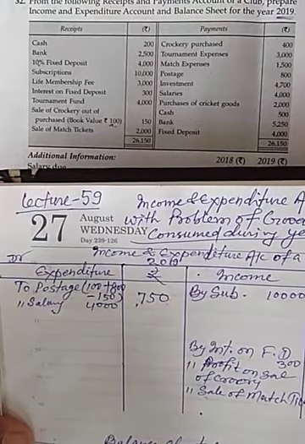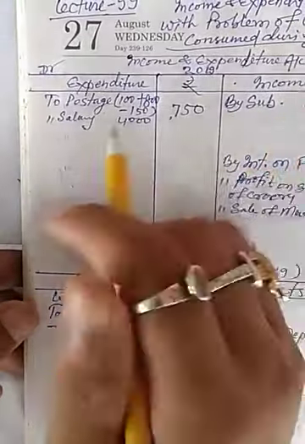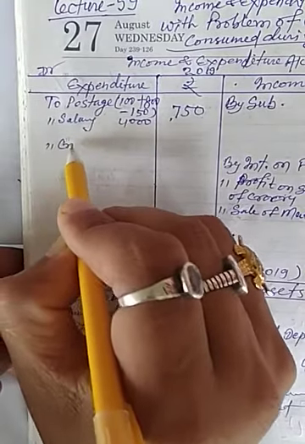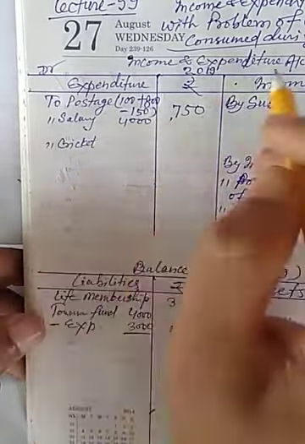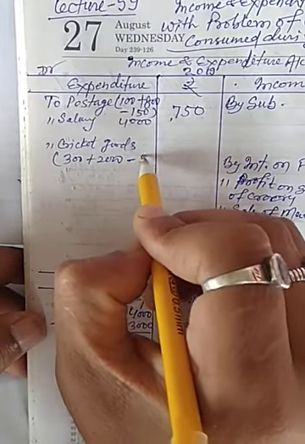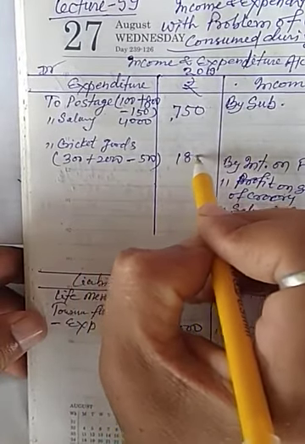Purchase of cricket goods is given, 2000, so it will also be related to material consumed. Cricket goods amount is given: previous 300 plus purchase 2000 and minus closing balance 500, so it will be 1800.